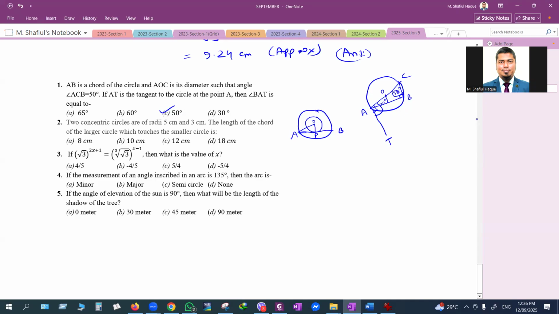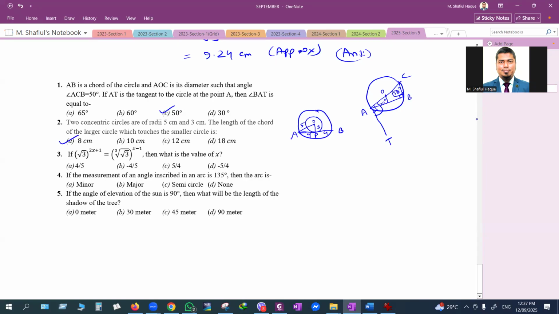That means this value is 3, sorry, this value is 5. So from the Pythagorean theorem, we can find that 5 square minus 3 square, that is 25 minus 9, that is 16. Root over 16 means 4. So AP is 4. So BP will also be 4. That is, the chord will be 8 centimeter.